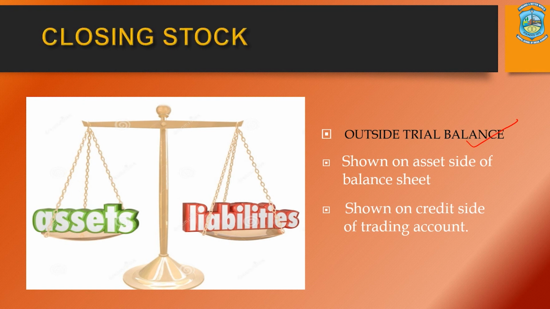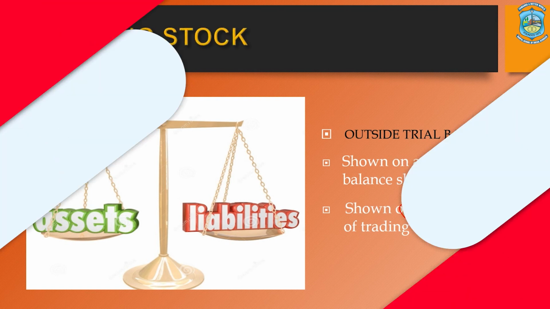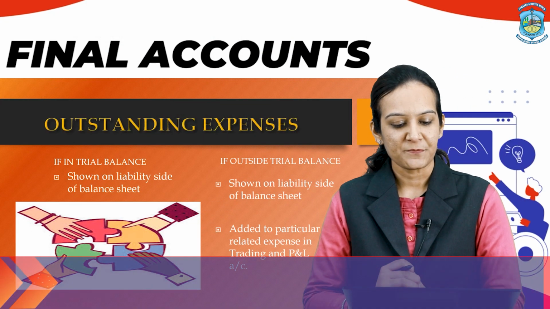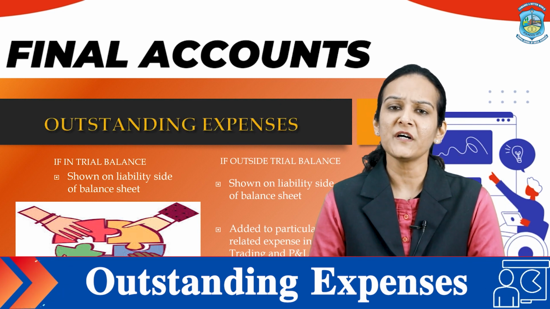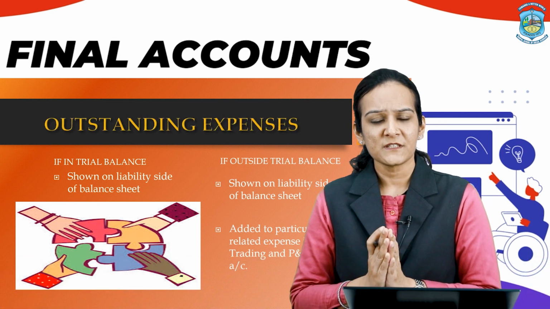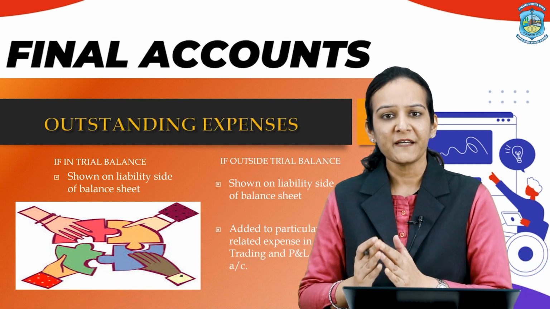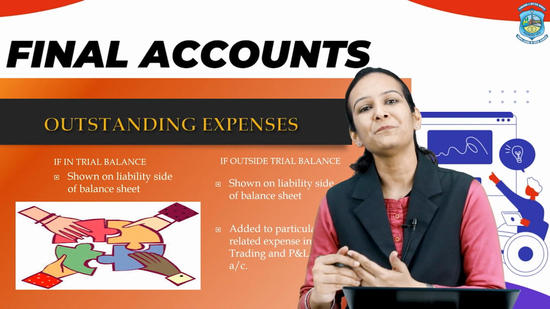Therefore, the two effects of closing stock are, first, it is shown on the asset side of the balance sheet, and second, it is shown on the credit side of the trading account. Next important adjustment is related to outstanding expenses. Now, what is the meaning of outstanding expenses? Outstanding expenses means expenses due but not paid.